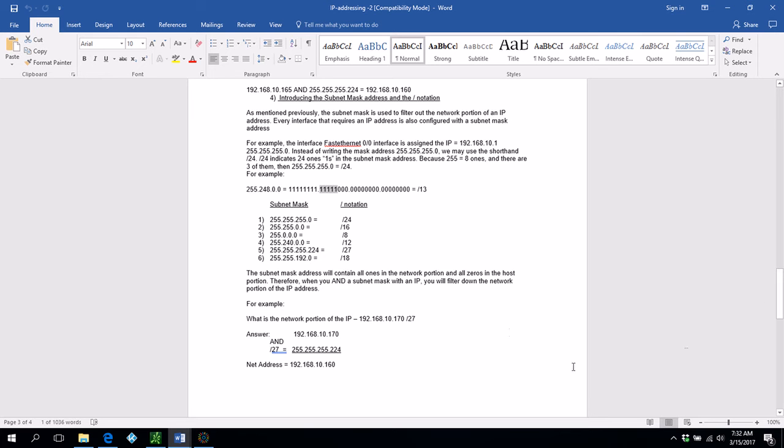So, for example, if an IP address came in with 192.168.170 and it has /27, and someone asked you what's the network address of this, what you do is take the 192.168.170 and AND it with the mask in decimal format. As we've said earlier, 192 ANDed with 255, you get the same address. 168 ANDed with 255, again, you get the same number, 168. 10 ANDed with 255, you get the 10. And the 170 ANDed with 224, you get 160.